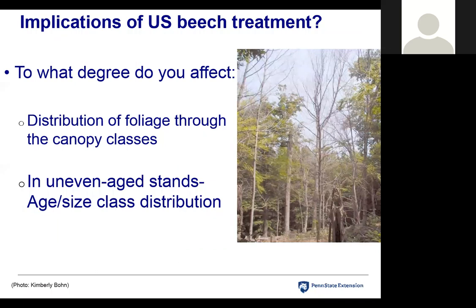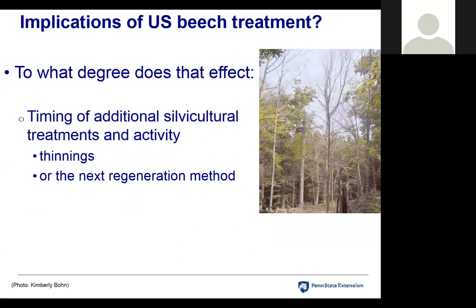And this can also have implications if you're working in uneven-aged northern hardwoods, right? You're really shifting the age or size class distribution throughout the stand, and you have to think again, how is that going to manifest itself as that stand develops? You maybe have to delay future treatments to get another age class established, or think about some other treatments to do. So as I mentioned, this affects the timing of those subsequent silvicultural treatments and activities.